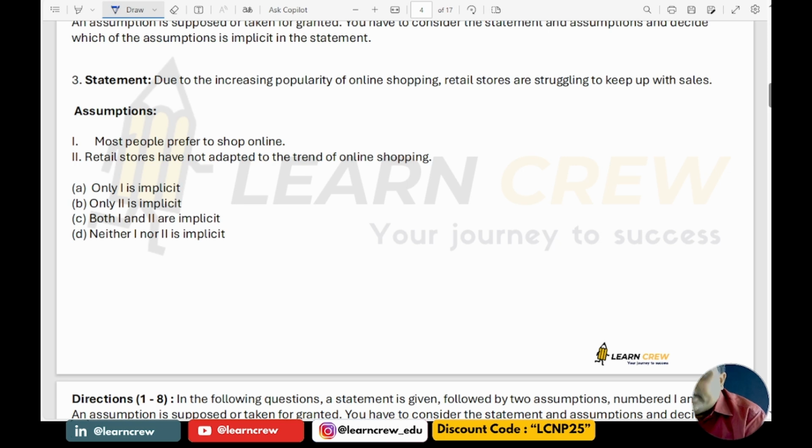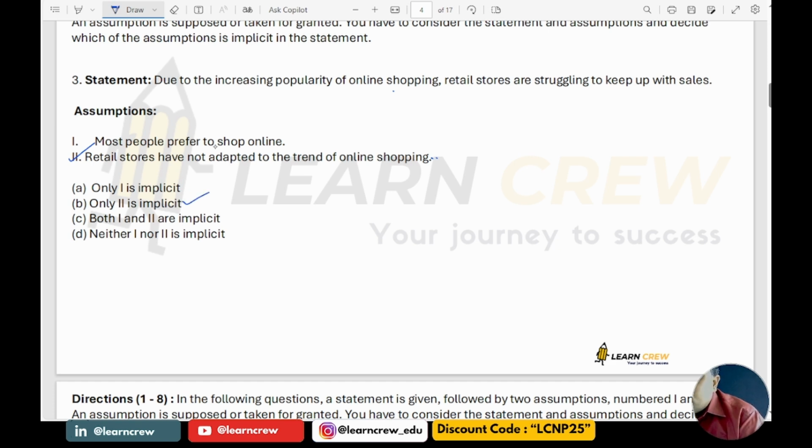That's why they are struggling. That is the assumption. Based on this assumption, the statement is delivered. So you can say 2 is the implicit assumption for the given statement. So the answer is only 2.